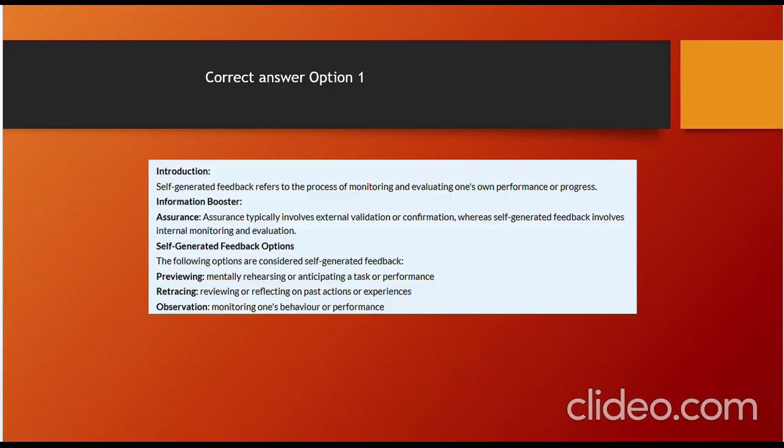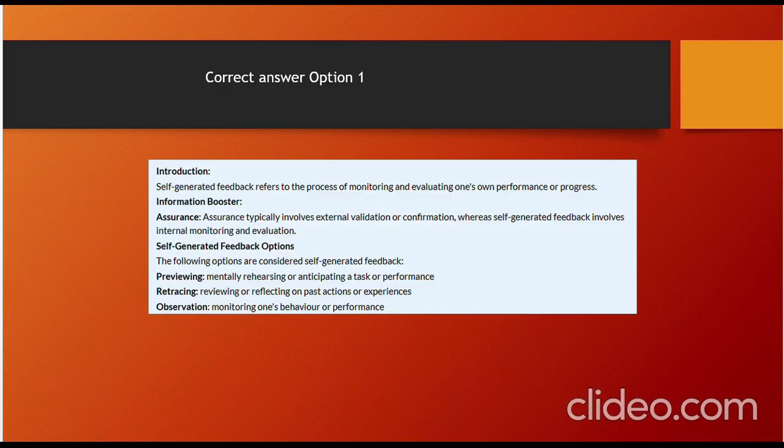The following options are considered as self-generated feedback. Previewing, that is mentally rehearsing or anticipating a task or performance. Retracing, reviewing or reflecting on past actions or experiences. Observation, that is monitoring one's behavior or performance. Second question.